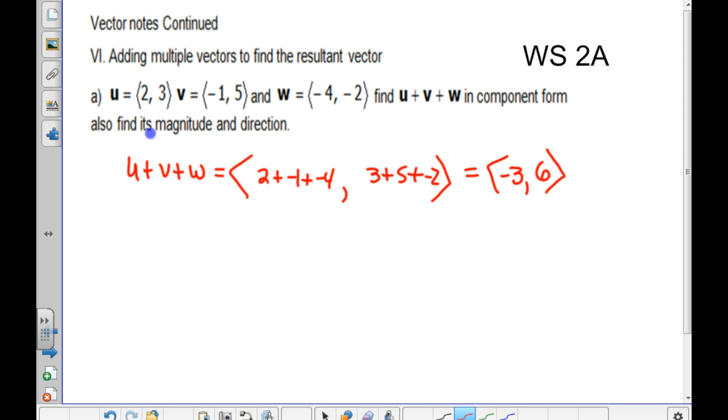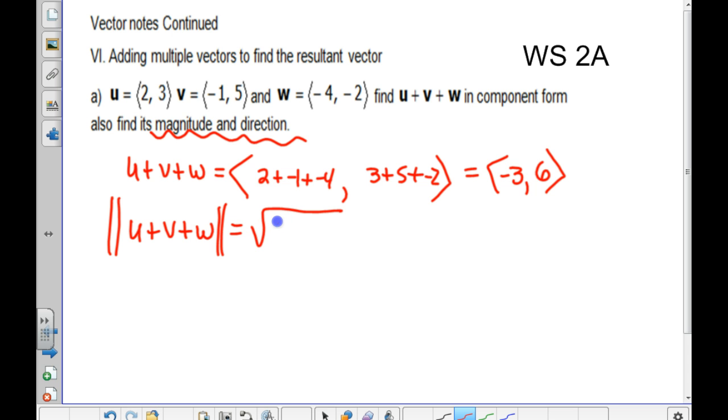Who remembers from yesterday what that means we need to do? These little goofy symbols mean magnitude, and we need to do what? Negative 3 squared plus 6 squared. It's basically the distance from the origin to this point. Okay? So we're doing Pythagorean theorem in essence. 9 and 36, square root of 45. Does that sound right to anybody? 3 square roots of 5, or you could give me a decimal. It doesn't say we have to be exact, so whichever.